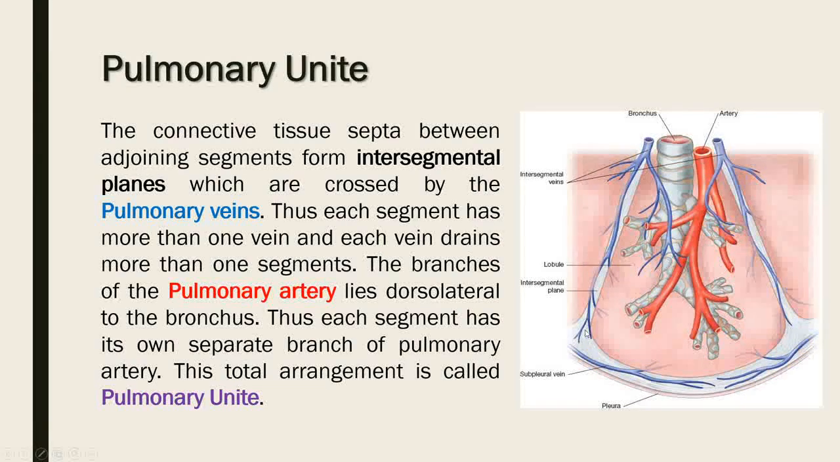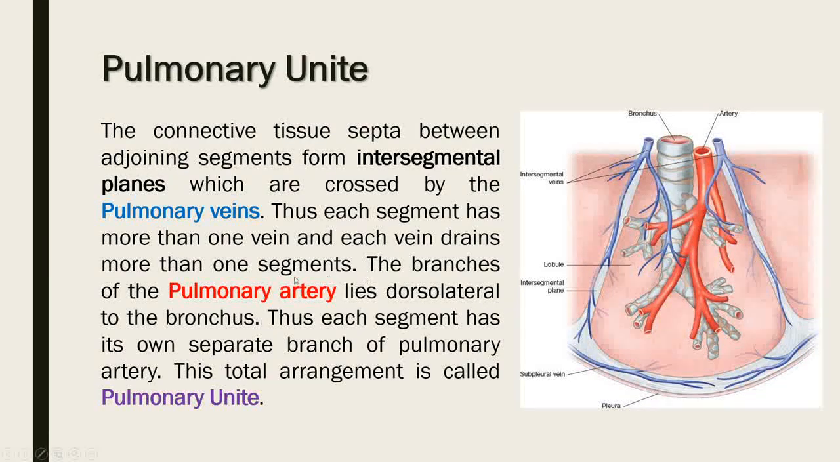We can see over here the pulmonary veins, or the intersegmental veins, are passing through the intersegmental planes or the connective tissue septa. Thus each segment has more than one vein and each vein drains more than one segment. That means as these veins are present in between the segments, one segment is having a vein on either side, and this vein is not only supplying this segment but also supplying this segment as well. So one vein is supplying more than one segment, but one segment is having more than one vein.